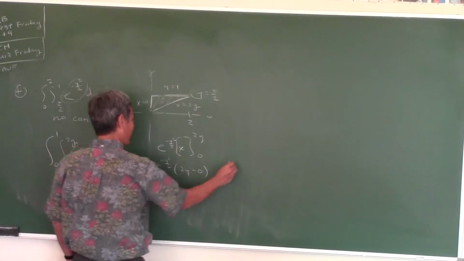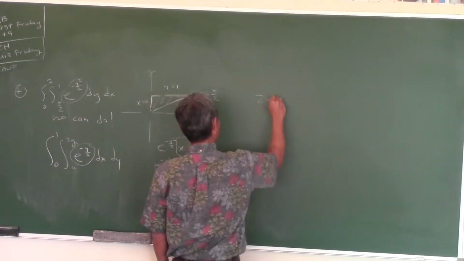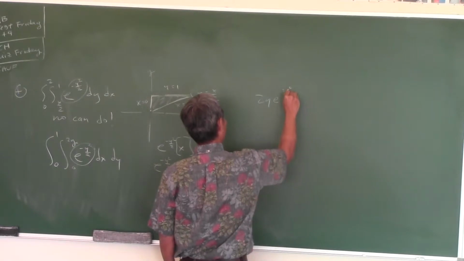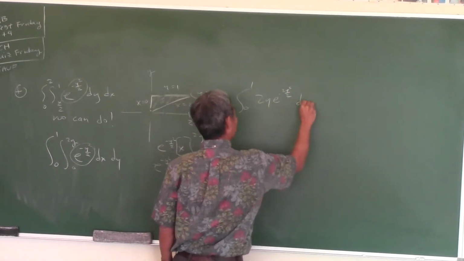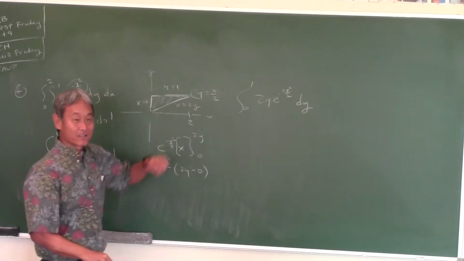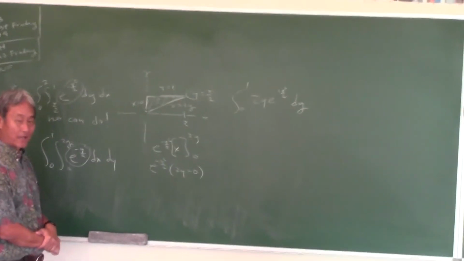So that's simply, let's write it over here, 2y e to the negative y squared over 2. And then now we got to integrate that from 0 to 1 with respect to y. And see, now that integral we can do, right? What technique am I using?